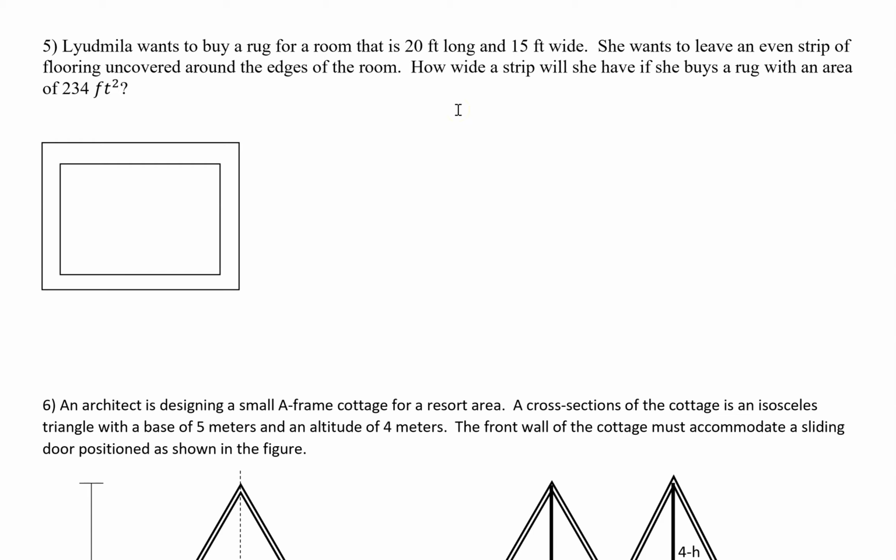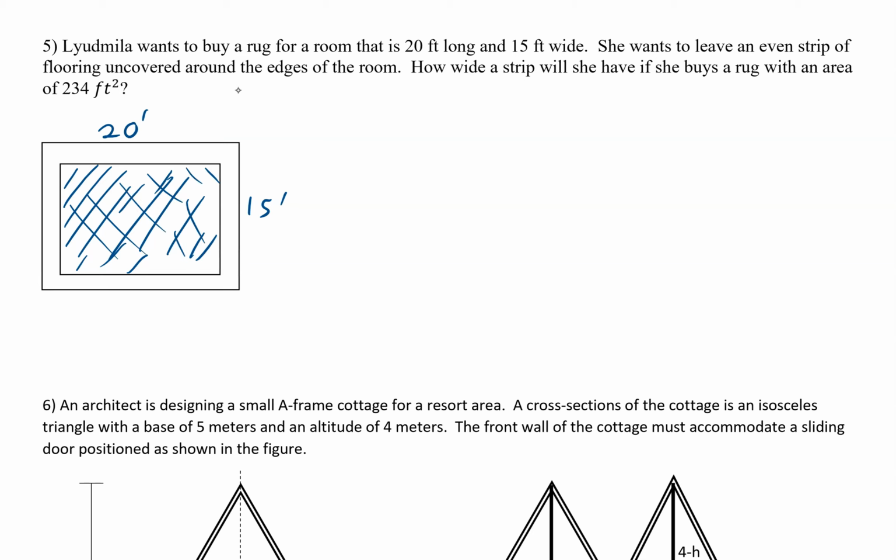And so if you read it, it looks like she wants to buy a rug, but it ends with room. So the room is 20 feet by 15. Put a little feet mark up there. All right. She wants to leave an even strip of flooring uncovered around the edges of the room. So this is our rug here. This part right here, this way as well. So that is our rug.